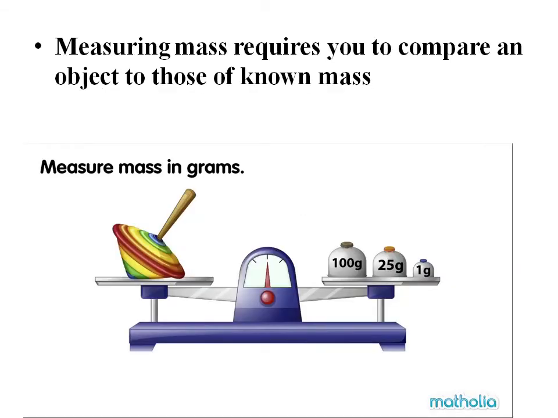So how can we measure mass? We do it by comparing an object to other objects that have a known mass. So I want to know the mass of this top here. I put it on a scale and I keep adding known masses to the other side until they balance. So this one weighs 126 grams because that's the amount of mass that balances it out.